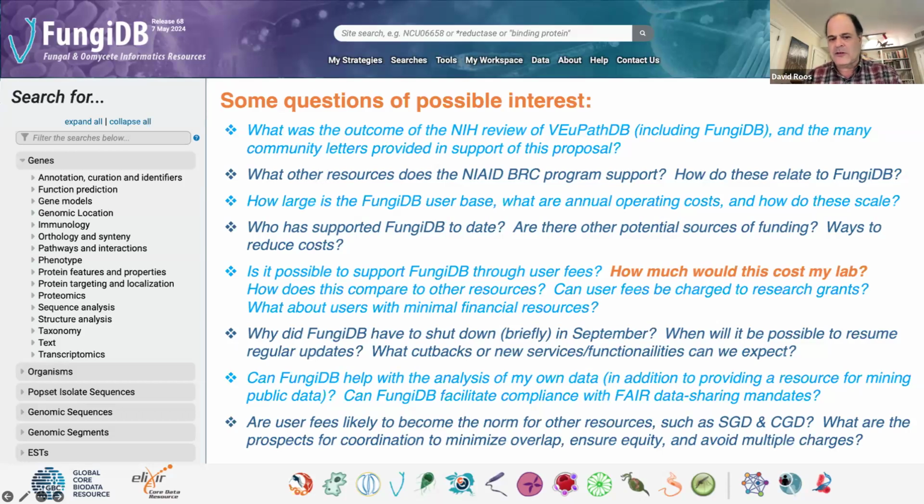And I should say that this is also part of a global effort to try to define essential core database resources. There have been two such initiatives: one, the Global Core Biodata Resource, and the other, Elixir. Both of them recognize VEuPathDB as an essential core resource, as they do the Alliance of Genome Resources as well. So in answer to your question, Xiaorong, we agree that that is a sensible model. It is not up to us to impose it unilaterally.